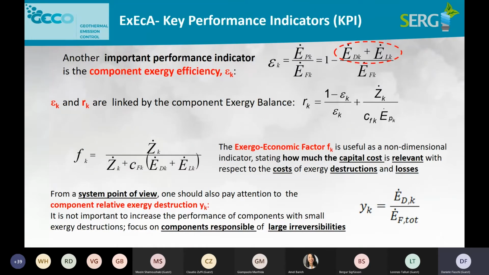Recalling the component Exergy efficiency, epsilon_k, which was already pointed out by Professor Manfrida in the previous presentation, we can put r_k in relationship with efficiency and capital cost Z_k, while deriving the Exergo-Economic factor f_k, which is useful to assess how much the capital cost is relevant with respect to the cost of Exergy destruction and losses.